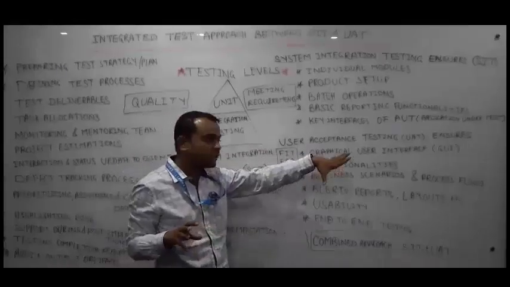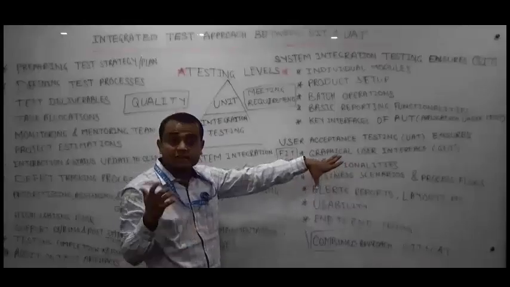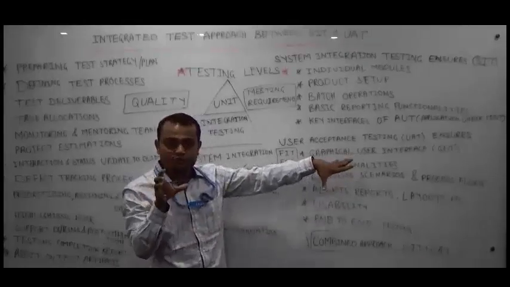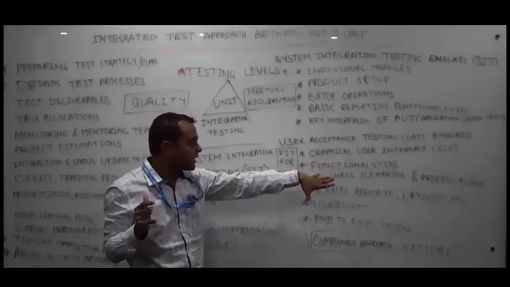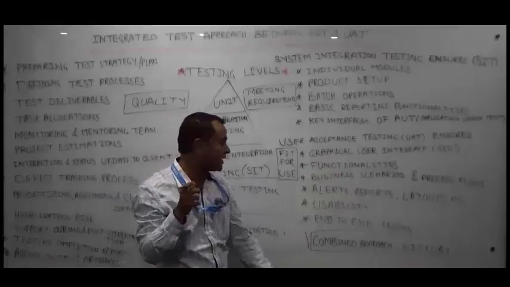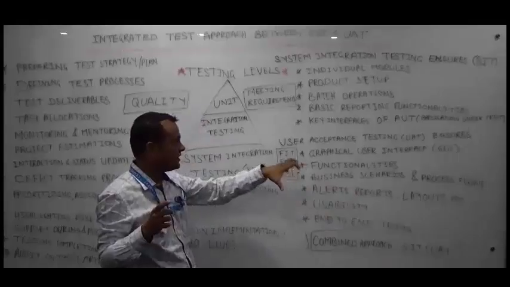In UAT testing, the graphical user interface is tested, then different functionalities, in-depth functionalities are thoroughly tested, then business scenarios and process flows are verified. These scenarios are converted into test scripts, and the test scripts are executed, then alerts, reports, layouts. These things are performed in UAT testing.